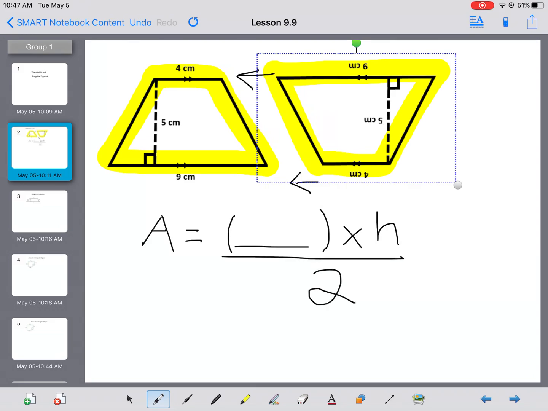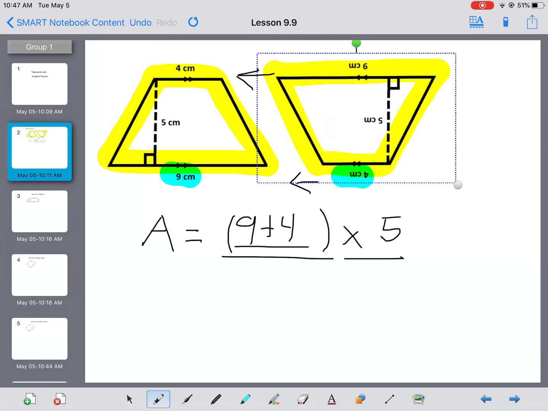Now, what I get that from is I'm going to find the base of this huge parallelogram, which I notice is these two numbers together, 9 centimeters and 4 centimeters. So I really have 9 plus 4 as my base times height divided by 2. Now, if you imagine, if I get rid of this divide by 2, you can figure out the area of just my parallelogram. If I do 9 plus 4 is 13 times my height, and my height is 5, I can find the area of my entire parallelogram.